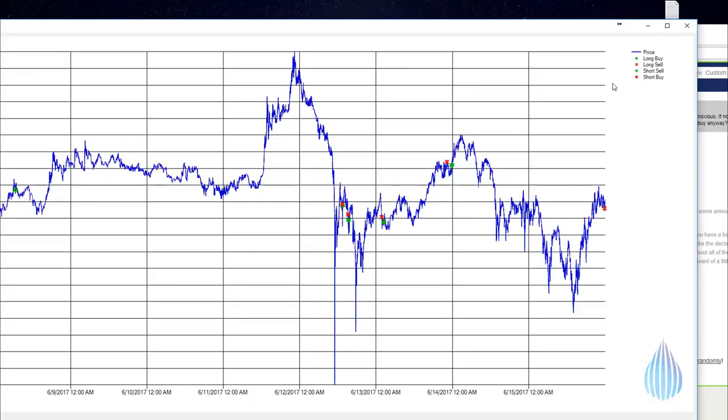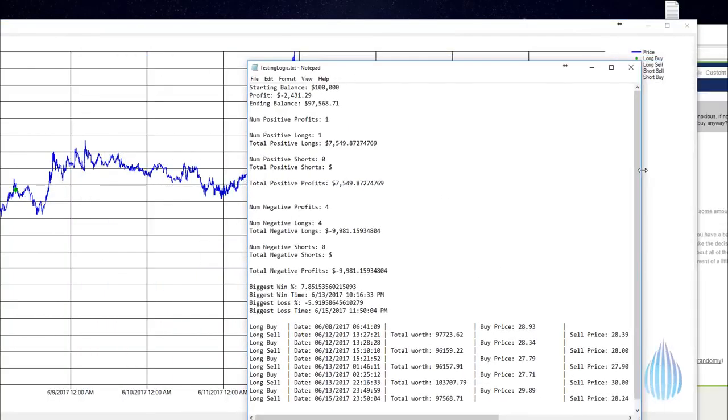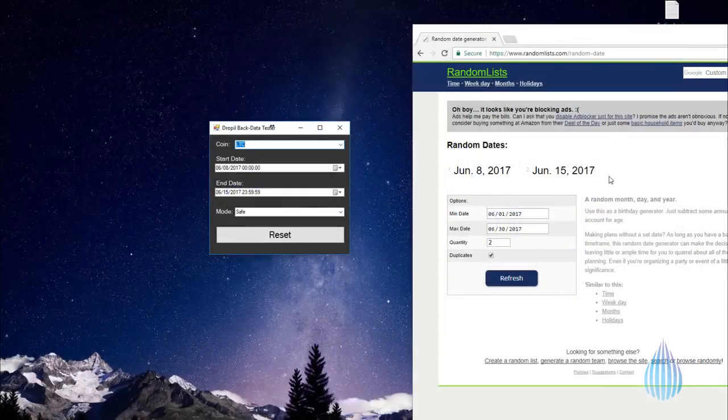Okay, here we go. So, bot here. Let's check it out. And there we go. Lost. It did not win. Did not win in those dates. And that's okay, because it's not going to win every time. But the biggest win was 7%, and the biggest loss was 5%. But overall it lost. But I'm going to show you something. So even though it lost between these dates that I randomly picked, watch this.